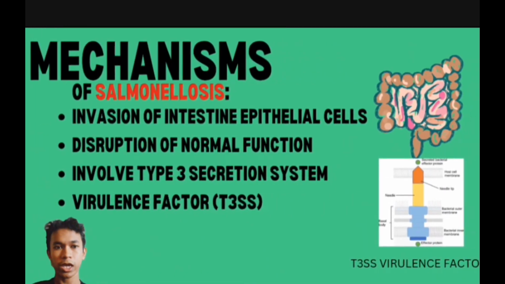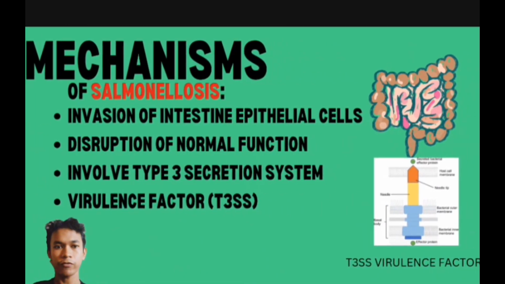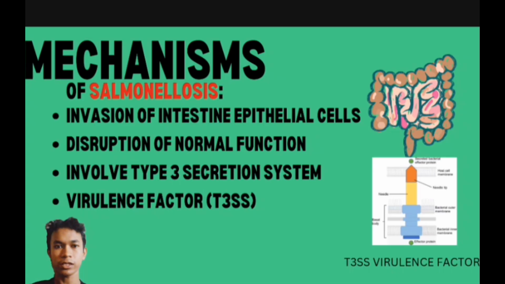The way this happens is when S. enterica enters and invades the intestine's epithelial cells, causing disruptions of its normal function. Its mechanism involves the most important virulence factor, the type 3 secretion system, or T3SS, that injects bacterial effector proteins into the host cells to manipulate the host cell to help bacterial proliferation.